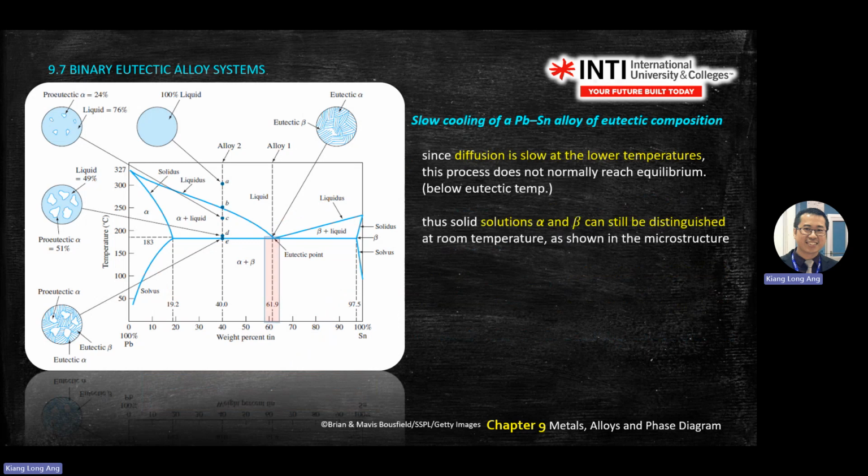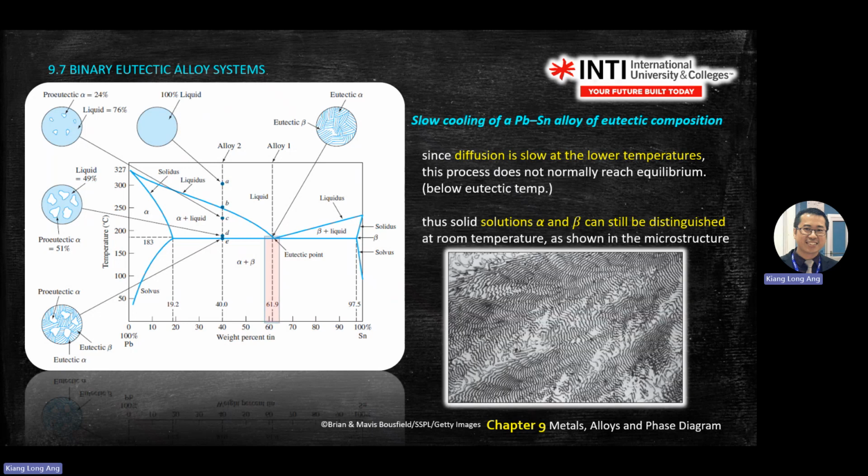So again, I highlight: diffusion is low at low temperature. This process does not normally reach equilibrium. So it's below the eutectic temperature. The question sometimes does mention below eutectic temperature, then asks you to explain what happened to the alloy, right? The solid solution alpha still can be differentiated at room temperature. You will see something like this under the microscope. You see something like this, different alpha, different beta.